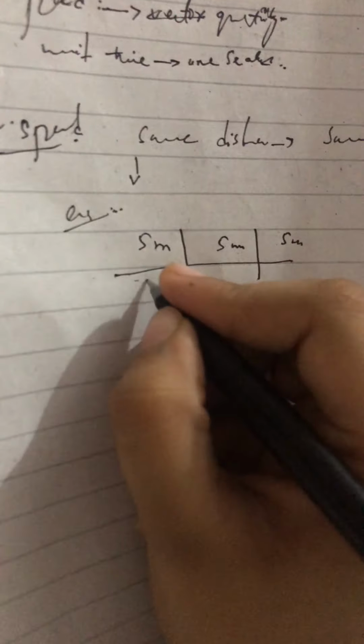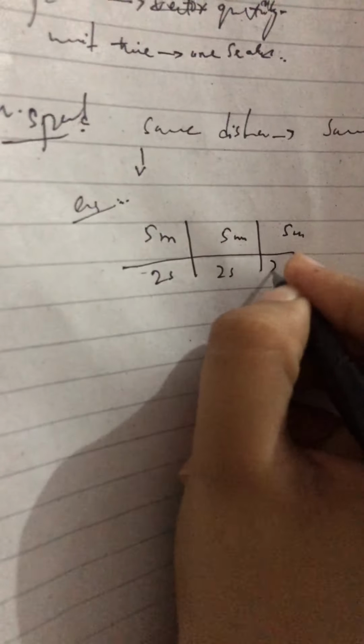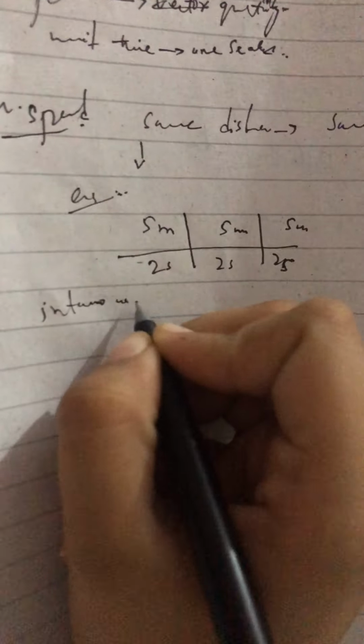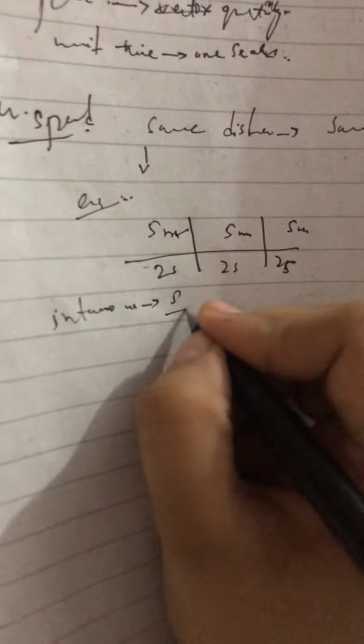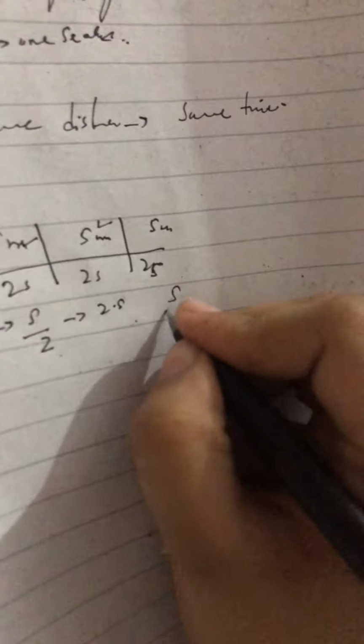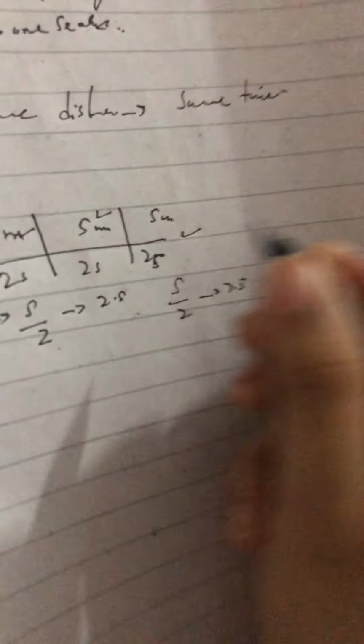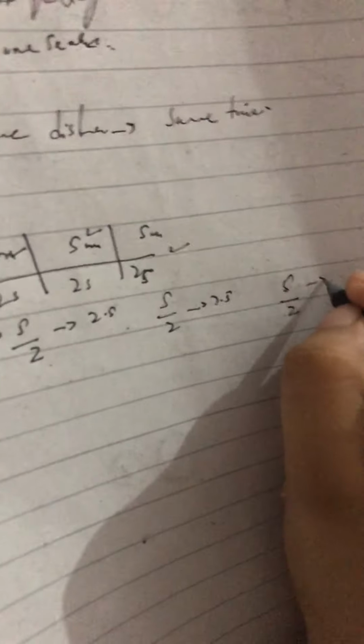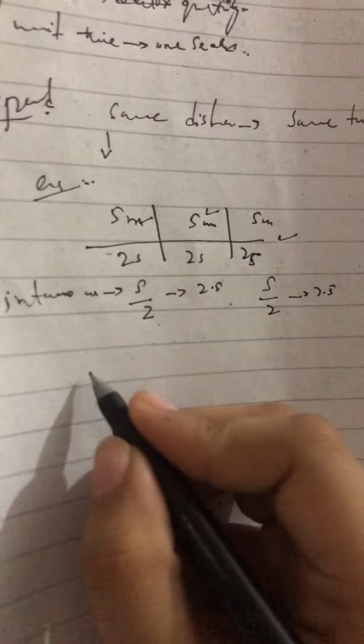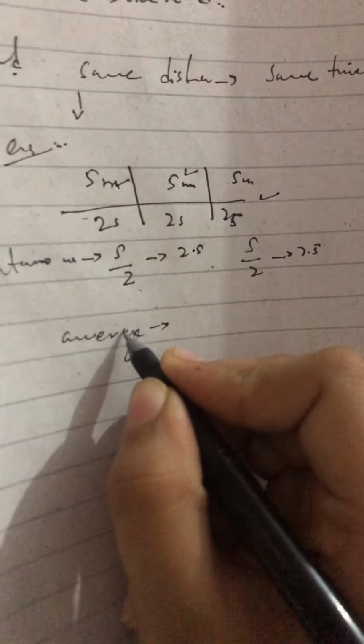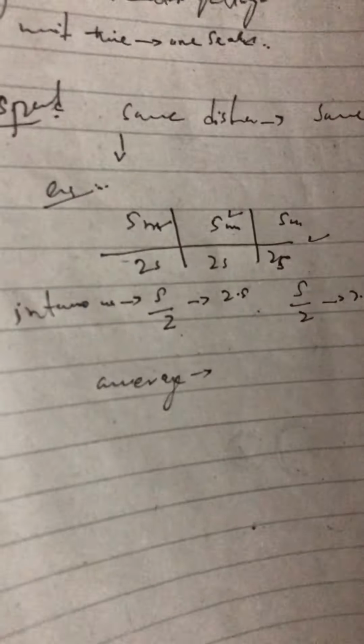Here let us take an example. We have 5 meter distance each in 2 second time, right? So what will be the instantaneous speed? 5 upon 2 will be 2.5. If we talk about this, 5 upon 2 will be 2.5, and this one also 2.5. If we talk about the average speed, as I told in the definition, average and instantaneous speed will be the same, so that will be called uniform speed.